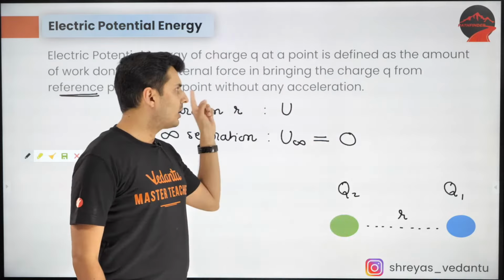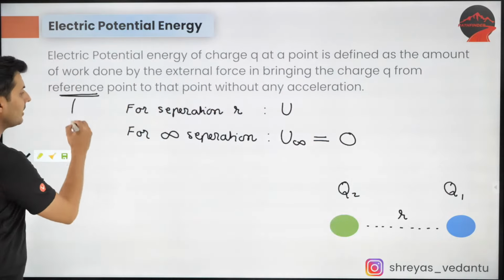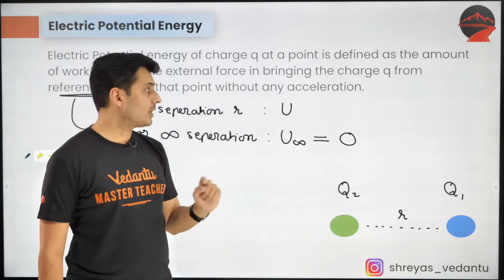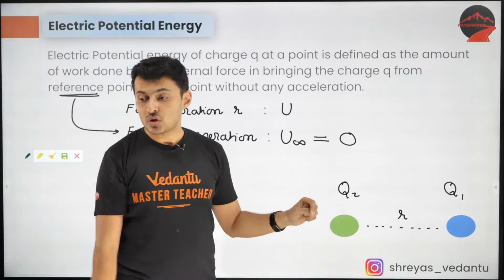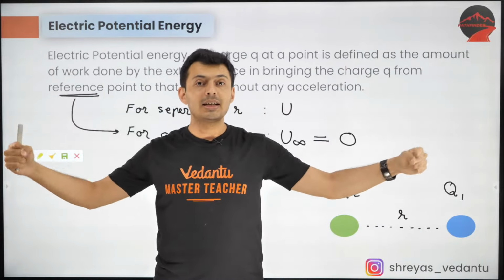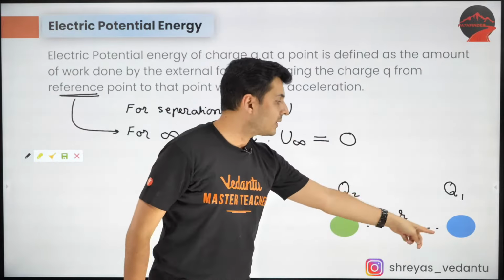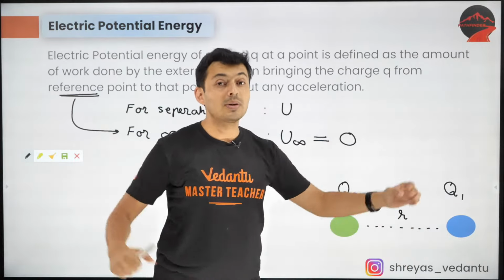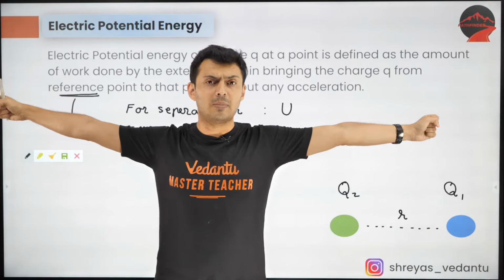So as a standard, what have we assumed the reference to be? The reference is infinite separation. And what is the reference potential energy? It is 0. So with respect to 0, when the separation is infinity, the potential energy right now is U. Understand that the potential energy is U with respect to large separation.